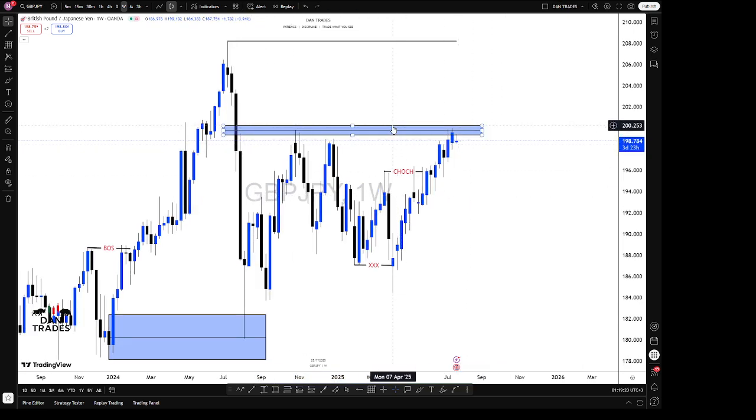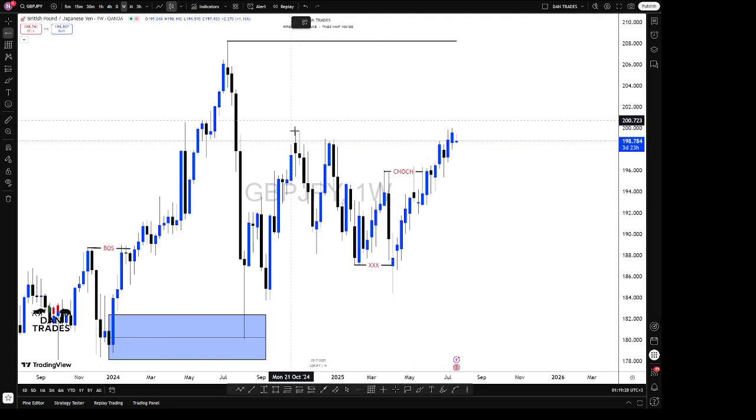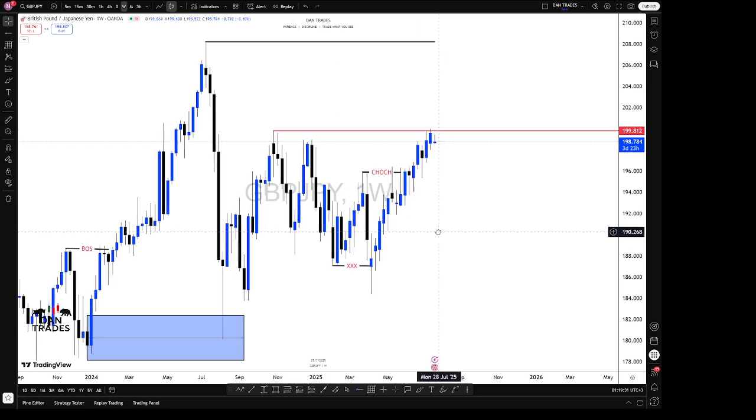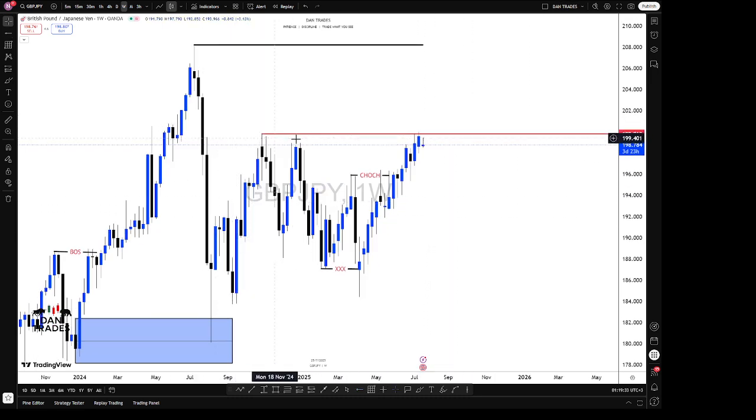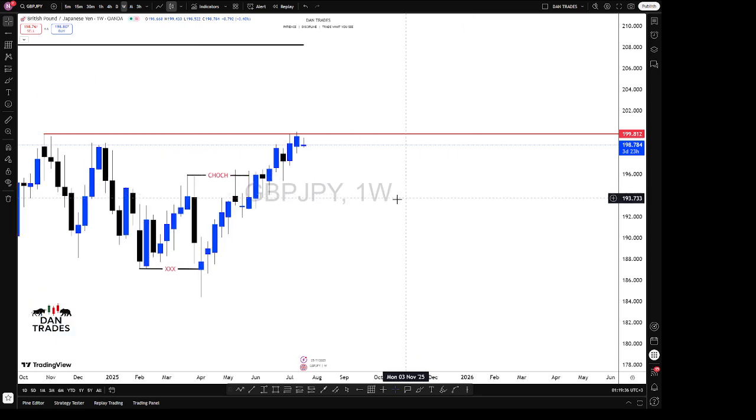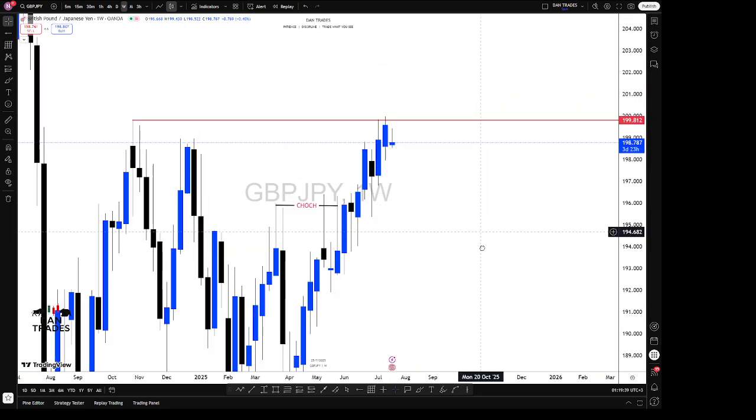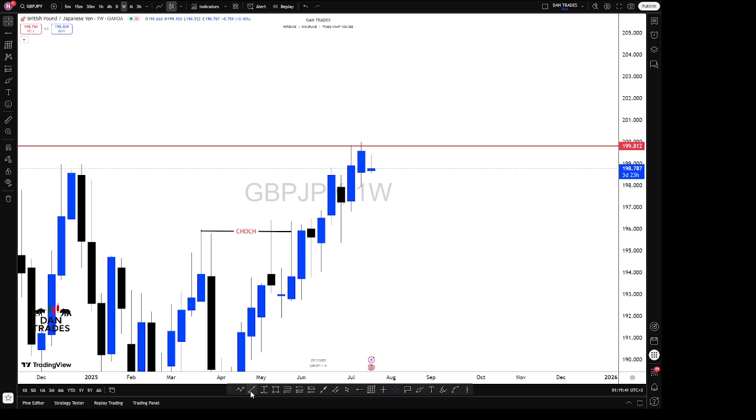So on this pair, let's use horizontal rays. I'm going to mark the high of this shadow, the high of that candle there, so that we can know this is the resistance area. Also at this resistance area, we have this breakout structure on the weekly time frame, and we have this beautiful point of interest.